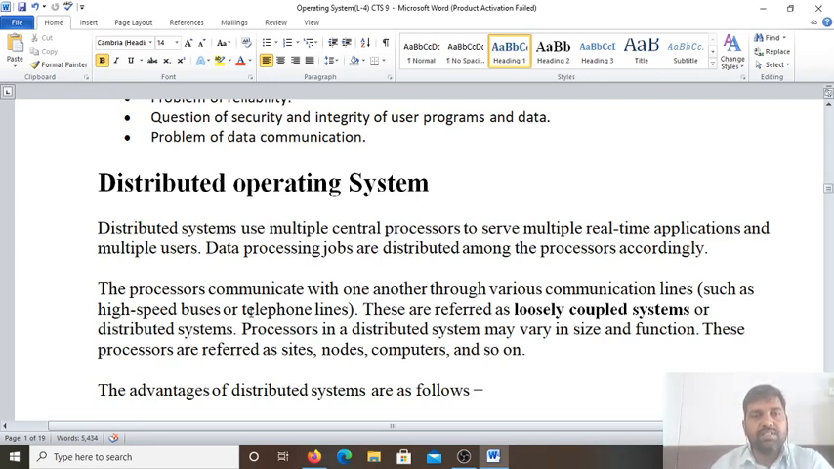So the processors communicate with one another through various communication lines. The communication lines here are the buses. This is called the bus: data bus, control bus, and address bus. So they are referred to as loosely coupled systems or distributed systems. The processors in a distributed system may vary in size and function.